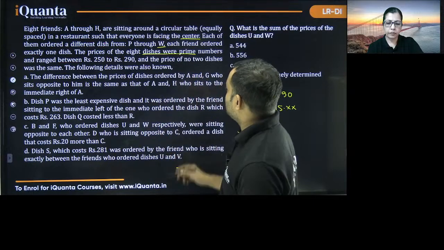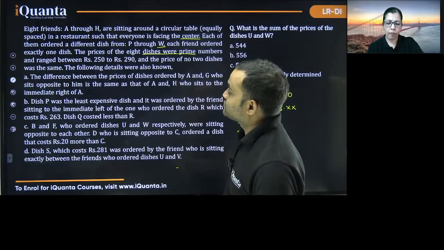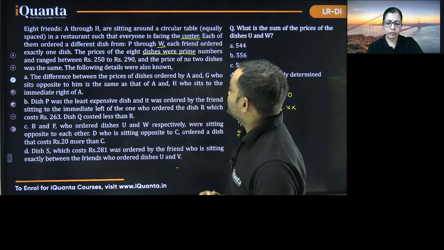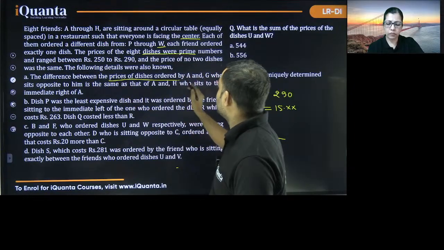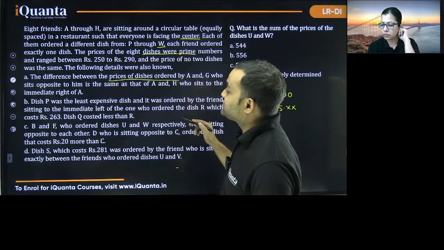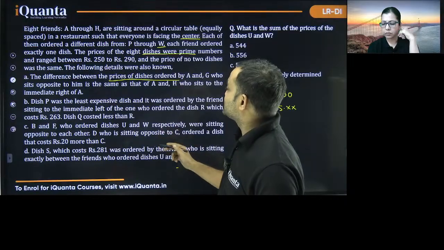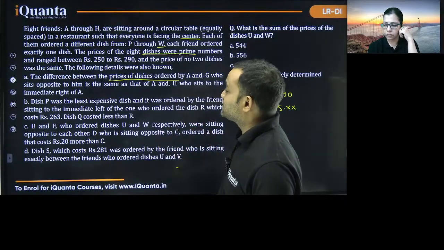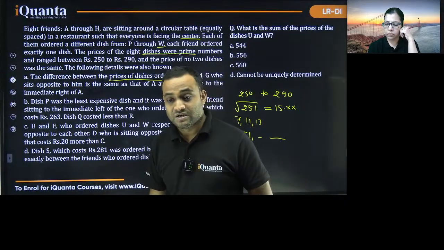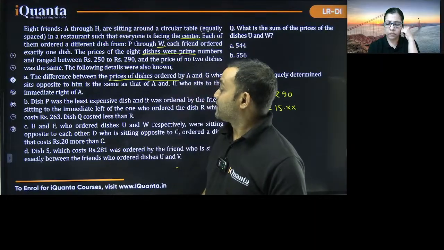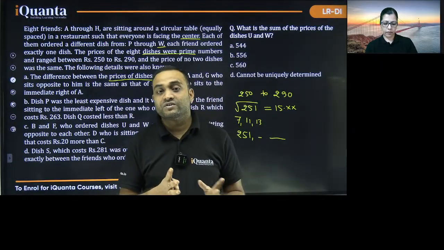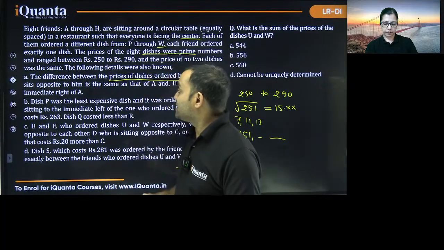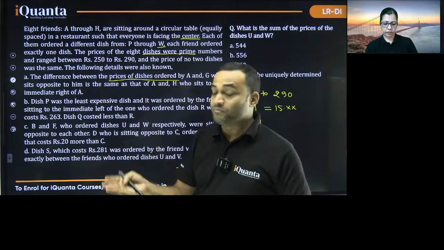Now, the price of no two dishes were the same. The following details were also known. The difference between the prices of the dishes ordered by A and G, who sits opposite to him, is the same as that of A and H, who sits to the immediate right of H. A, immediate right of A. Okay, so in that case, we can start making the arrangement, right? We can start making the arrangement, and with the arrangement, we can follow the given numbers.